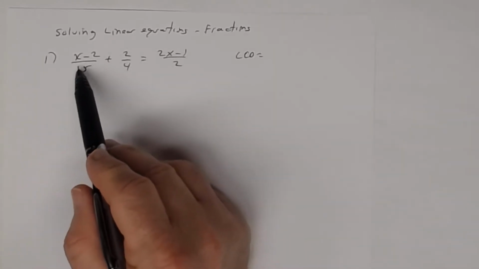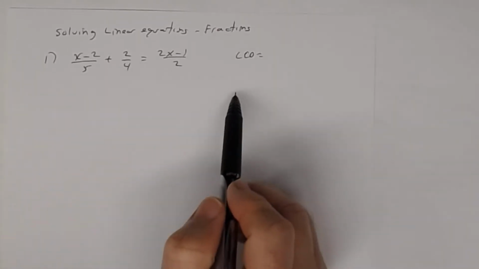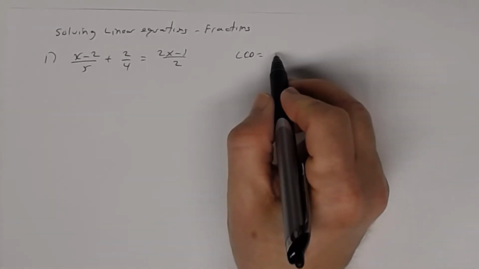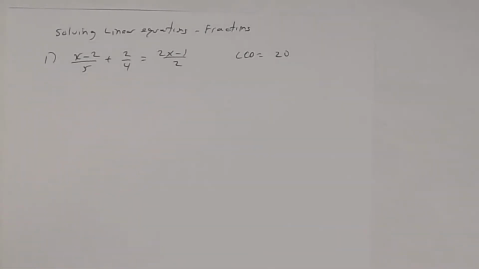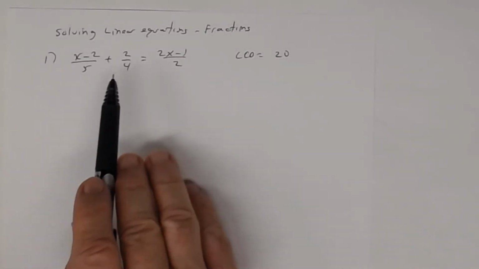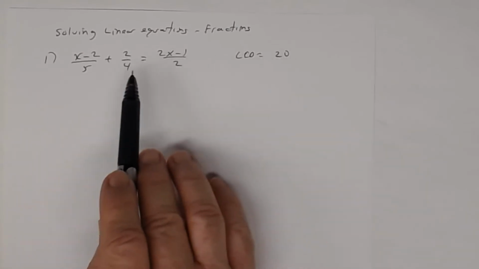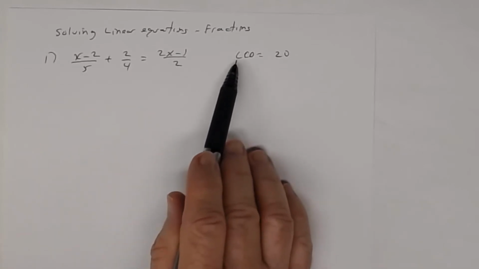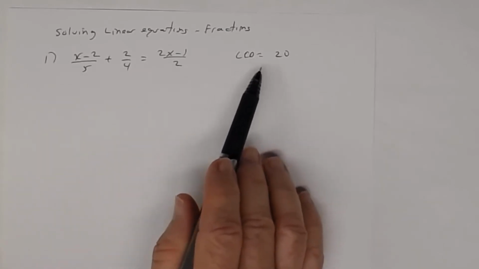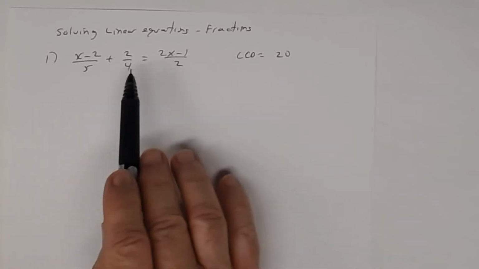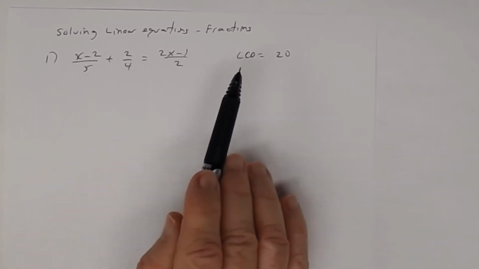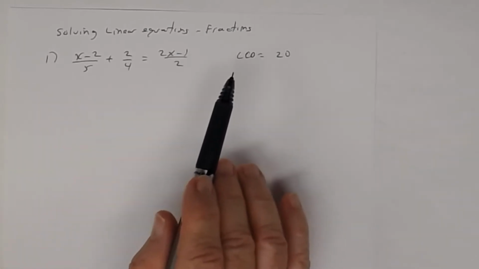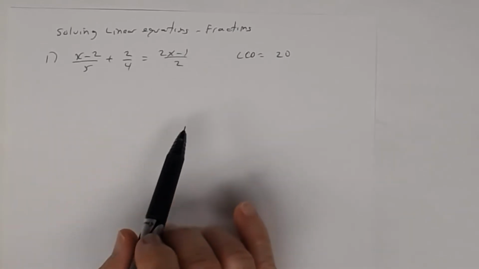So when you look at the denominators 5, 4, and 2, the least common denominator is 20, right? So the least common denominator is 20. So 20 is the smallest number that 5, 4, and 2 will go into. 5 goes into 20, 4 goes into 20, and 2 goes into 20. Now always use the least. It makes things a lot easier for you if you use the least. If you use 40, 5 goes into 40, 4 goes into 40, 2 goes into 40, but it's not the least. The least will always make your life a little bit easier if you use the least common denominator.